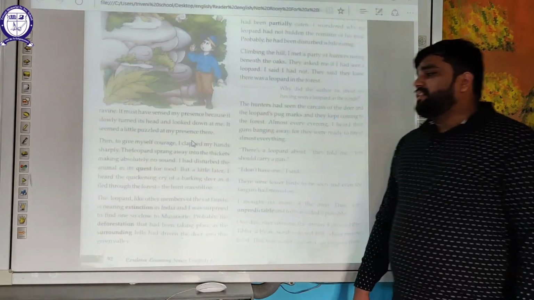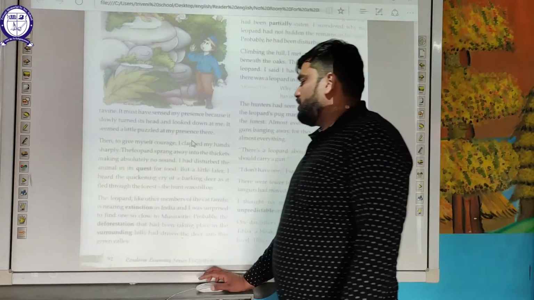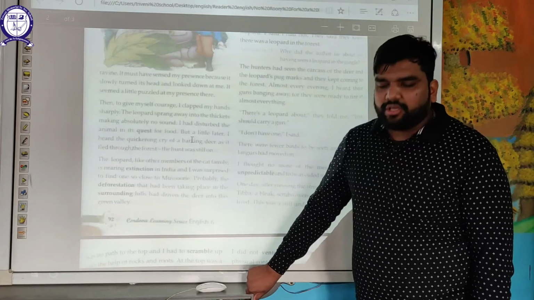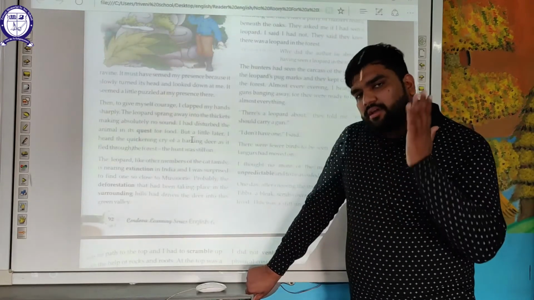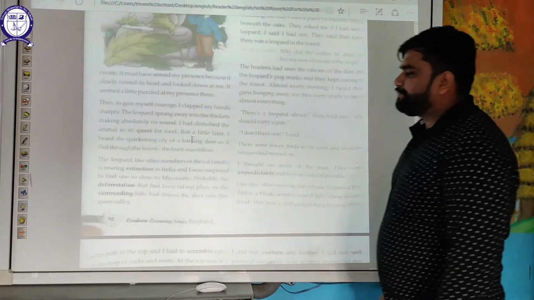But a little later, I heard the quickening cry of a barking deer as it fled through the forest. The hunt was still on. The writer heard the barking deer, which means the hunt was still on. The barking deer had been running to save its life from the leopard.